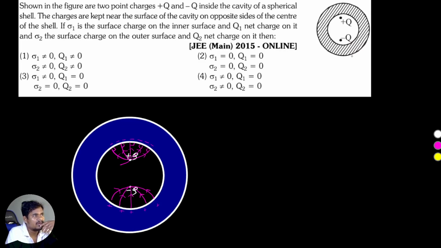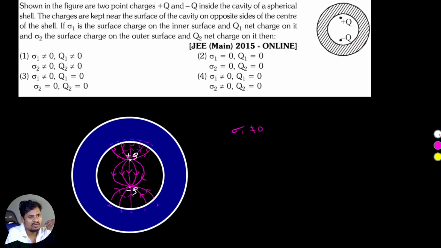If you talk about the field at any point in the space, the field is non-zero here. Do not get confused that the field is zero. The field is non-zero here. Basically the field patterns due to these charges are like this. So charges are there on the inner faces, so sigma 1 is not equal to 0, I can say.